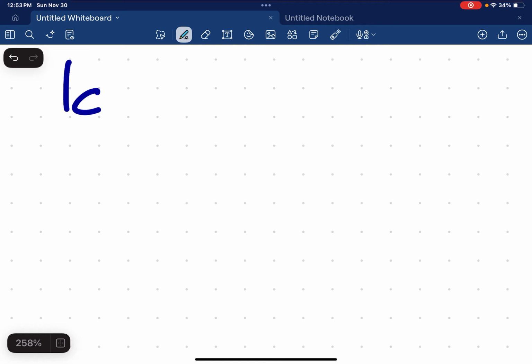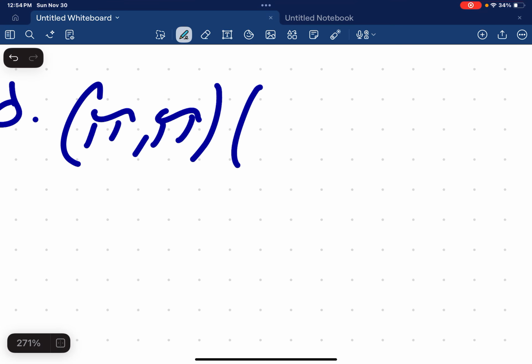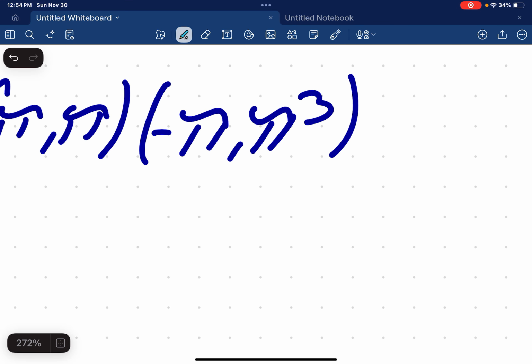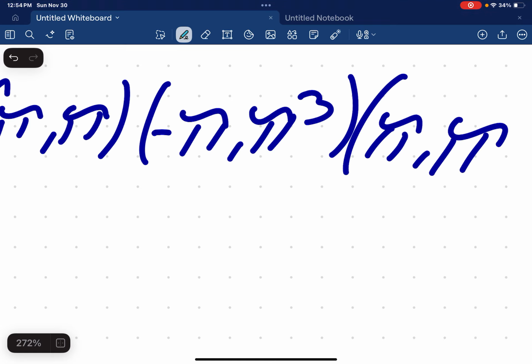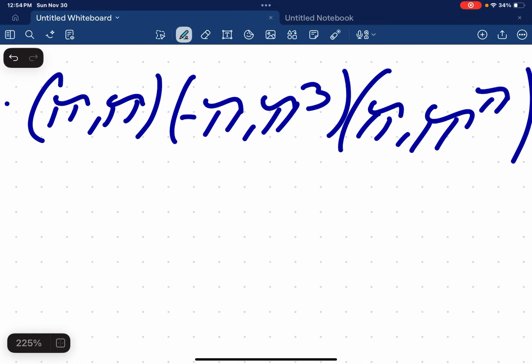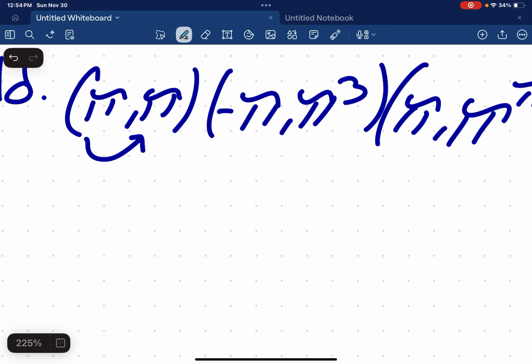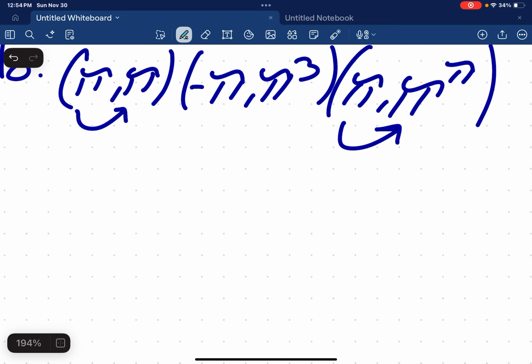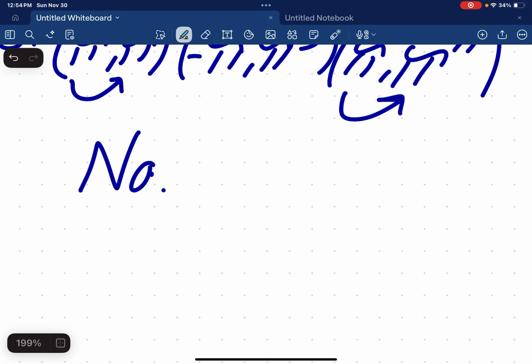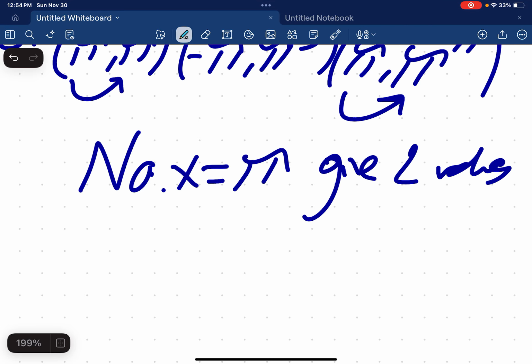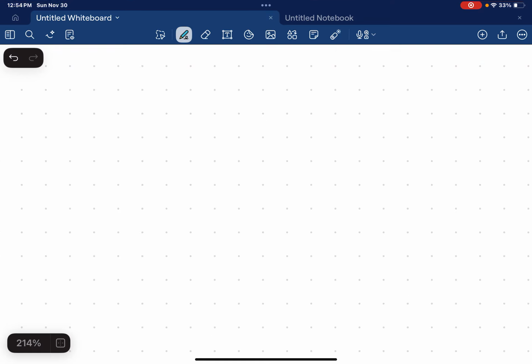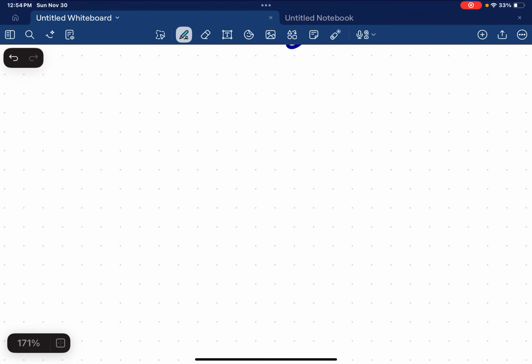Okay, on to 1d. We have pi, pi, pi, -pi, pi cubed. Okay, so far no issues. And pi, is that pi to the pi? Yeah, it is. Pi to the pi, and we already have an issue here. Pi gives us pi, so that means that pi can't also give us pi to the power of pi. So no, x equals pi gives 2 values. Okay, on to 2. Oh wait, no, there's an e too. I almost missed that.